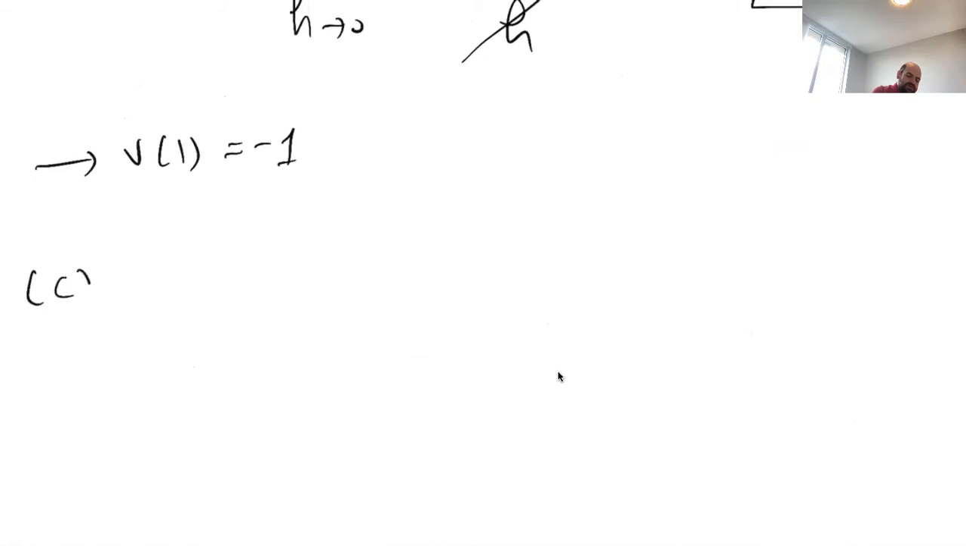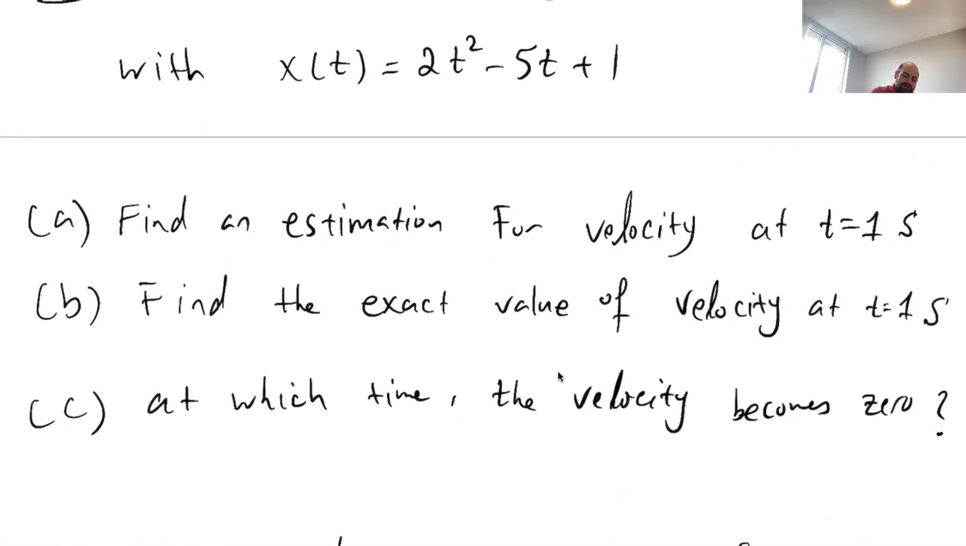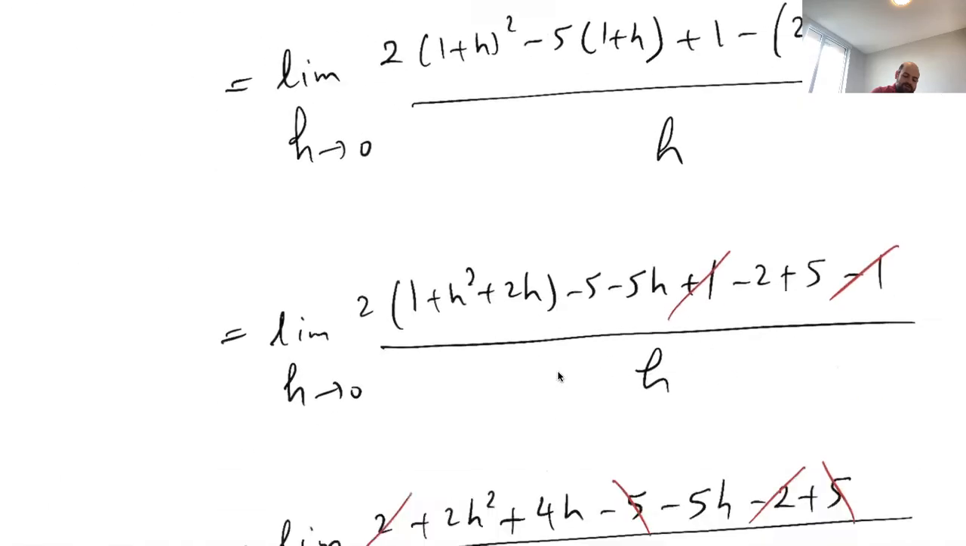Now part C, at which time does the velocity become 0? So v of t, we want v of t equals 0.